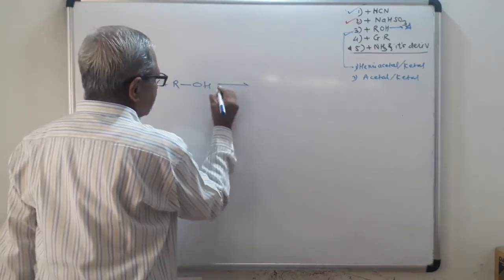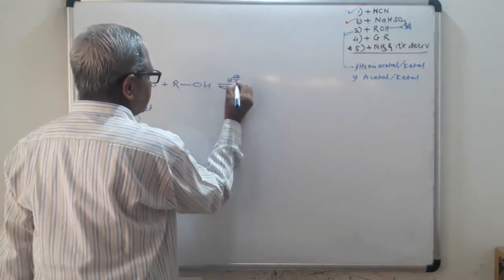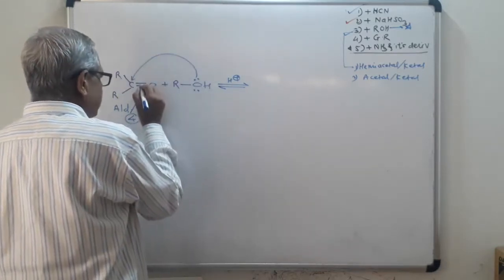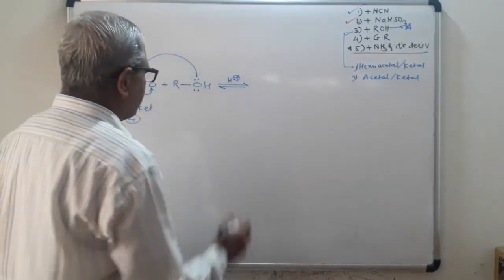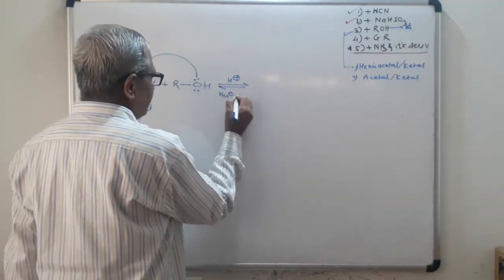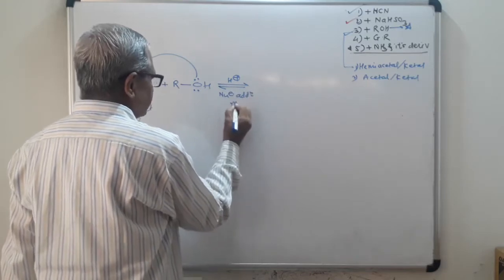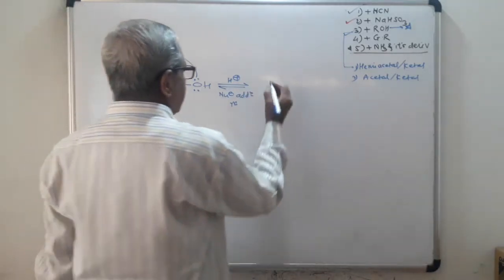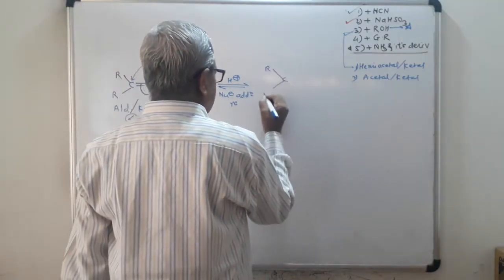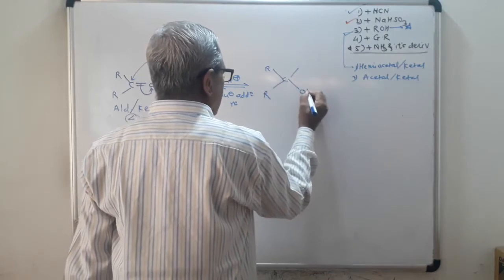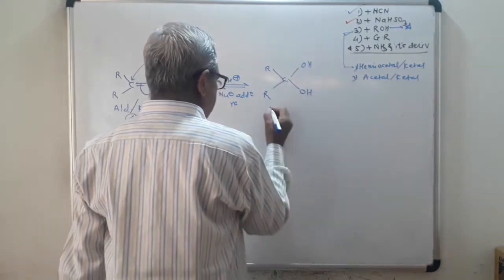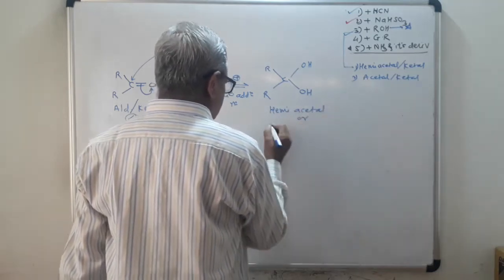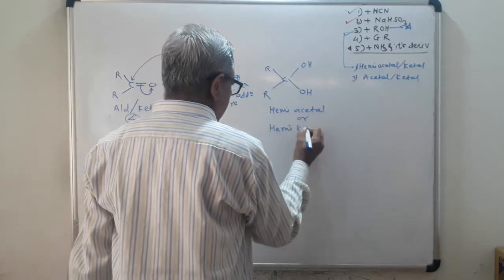Again it is a reversible reaction. It is accelerated by acid, H plus, mild acid. So nucleophilic addition reaction will take place. The pi bond of the carbon-oxygen will be broken. So the type of the reaction is a nucleophilic addition reaction. Hybridization changes from sp2 to sp3. You will get the product R-C(OH)-OR. It is known as hemiacetal or hemiketal.